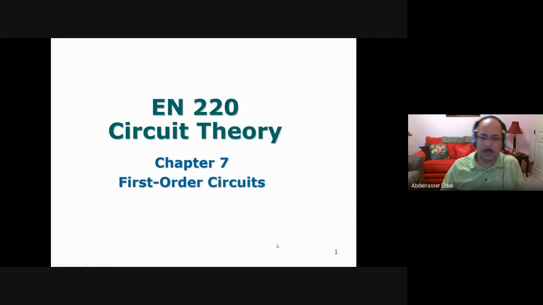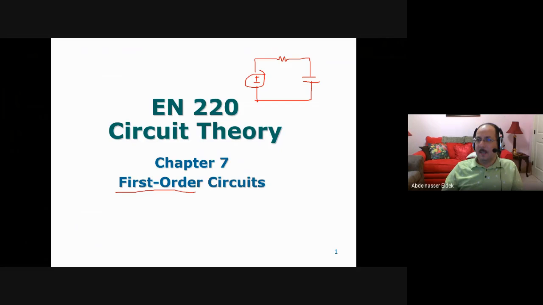Hello everybody, this is the last chapter, which is called first order circuits. A first order circuit is a circuit that has only a capacitor or an inductor. So for example, if you have a circuit like this with a capacitor and any source here, positive, negative, whatever, this is what we call a first order circuit.